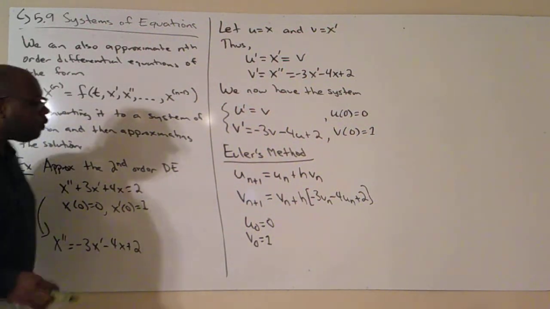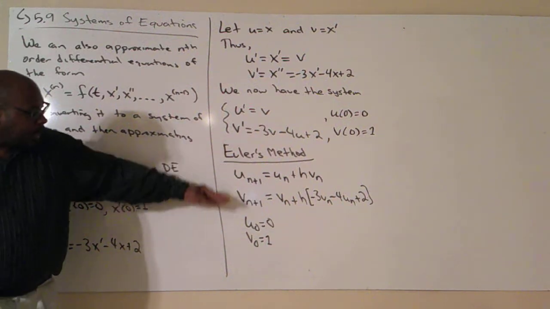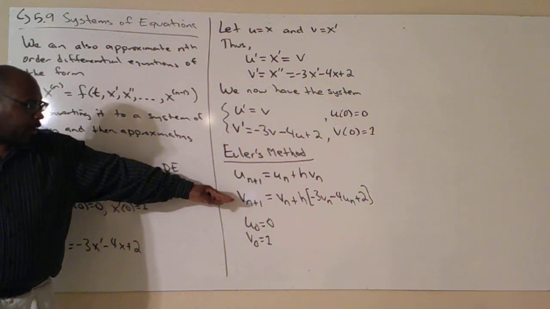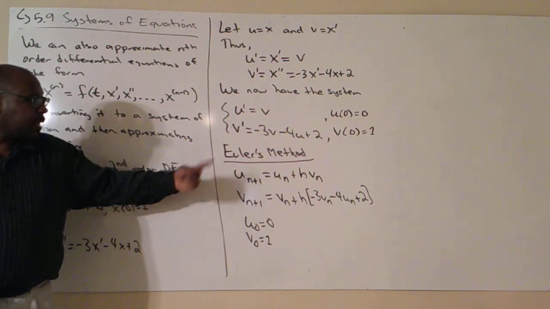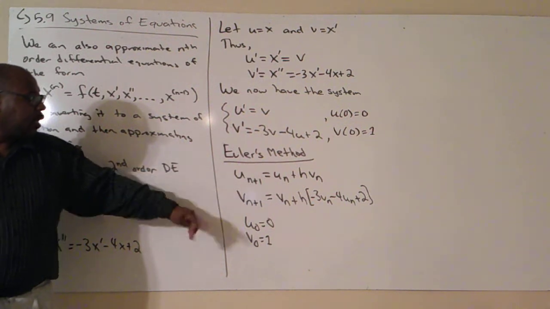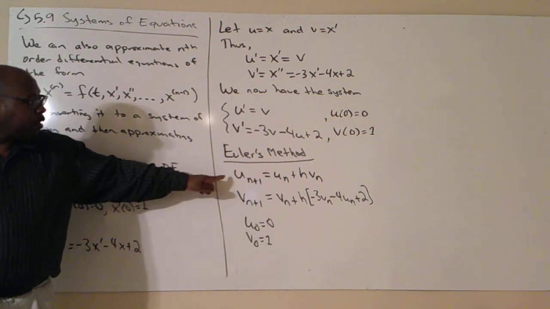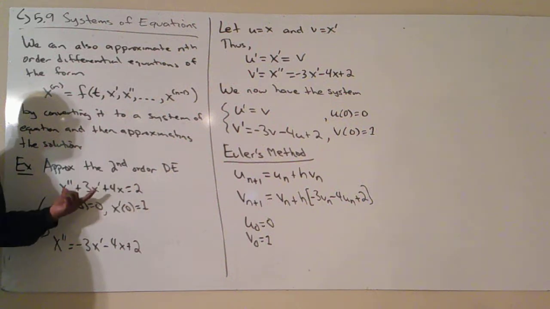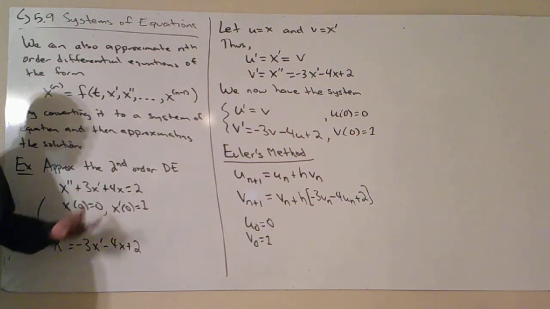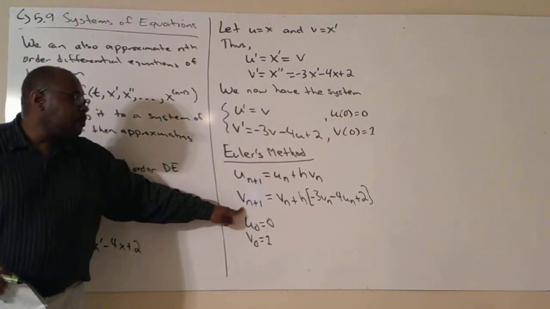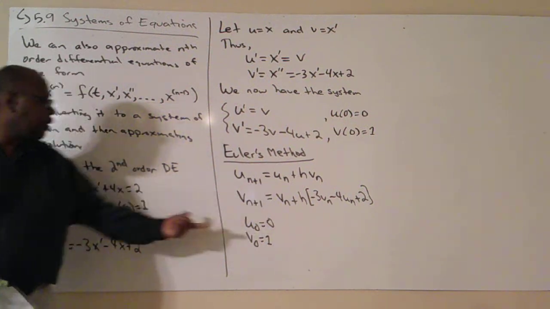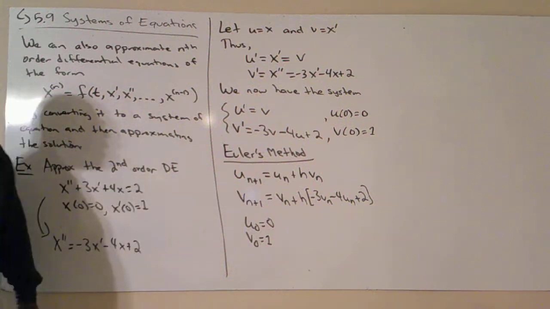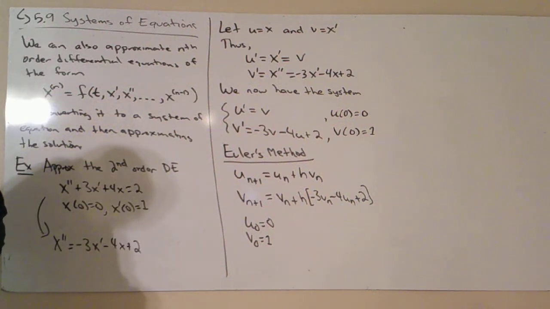And like I said before, we can now pick a step size for h, pick a value for our step size, and then use that to approximate our solution. Whatever the value of u that we're looking for, that would be our approximation to the solution of this differential equation. So u will give me the approximation to the solution, v will give me the approximation to the derivative of the solution.